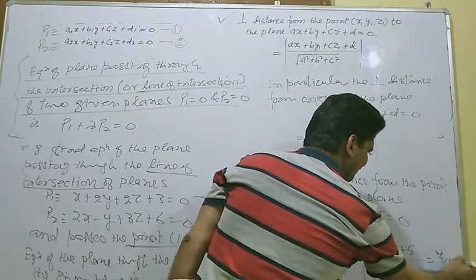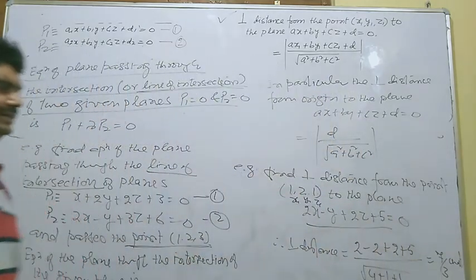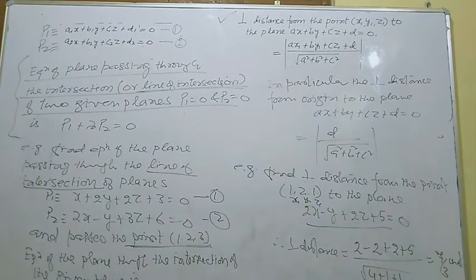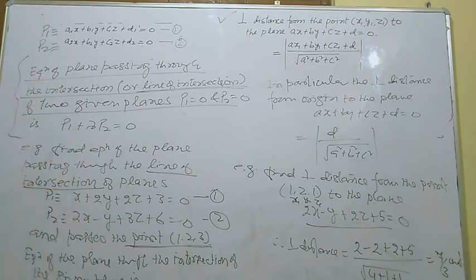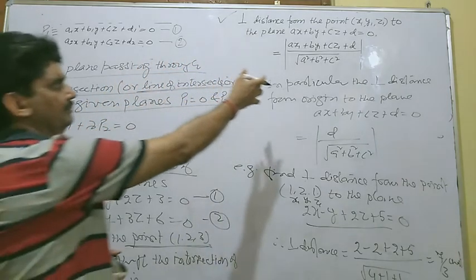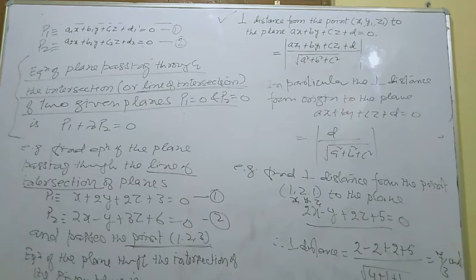This is the perpendicular distance from the given point to the given plane. These are very important formulas, some of them about the equation of the plane and the distance from a point to the plane, and another important thing is the transformation of the equation of a plane from one form into other forms.